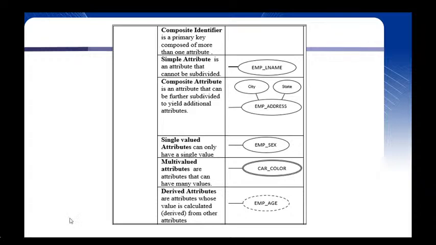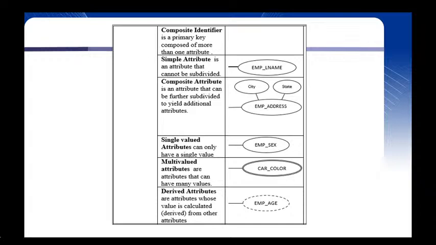Now let's move forward to the simple attribute. So simple attributes are attributes that cannot be subdivided. So for example, the last name. So for our last name here, it cannot be subdivided because there is no more other categories for that. So that's why it's called simple attribute. For example, we have the civil status, that is also a simple attribute. We can also have the sex as our simple attribute.